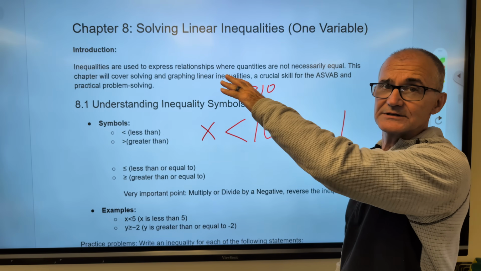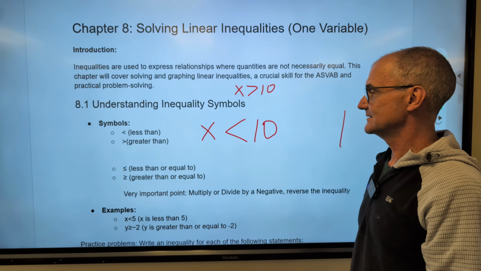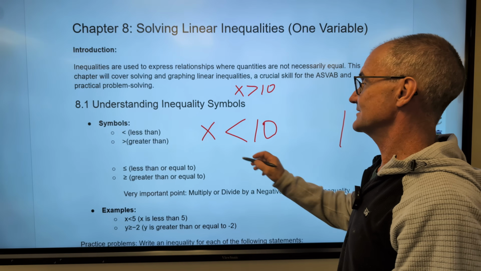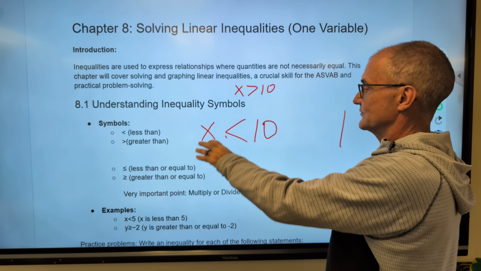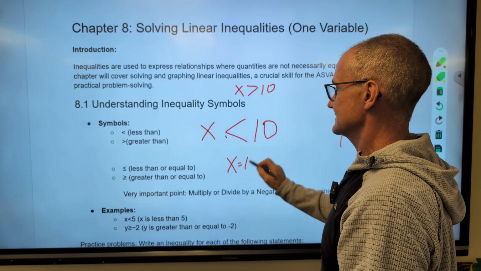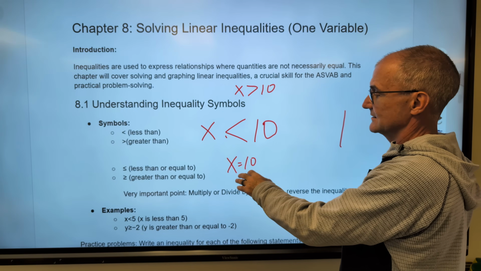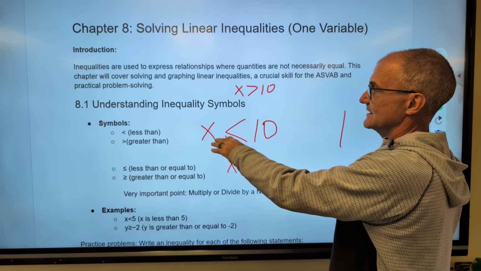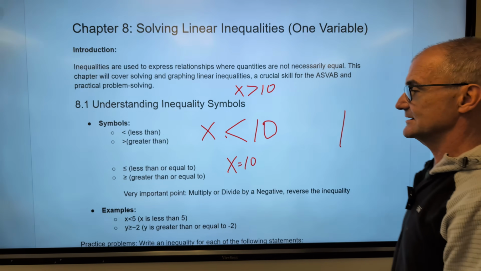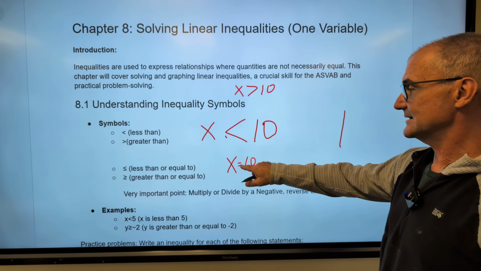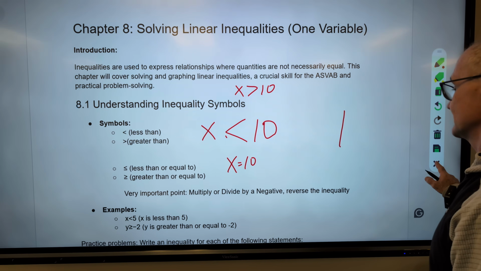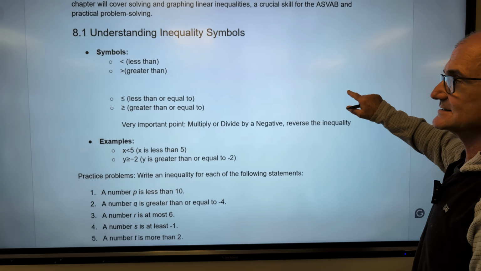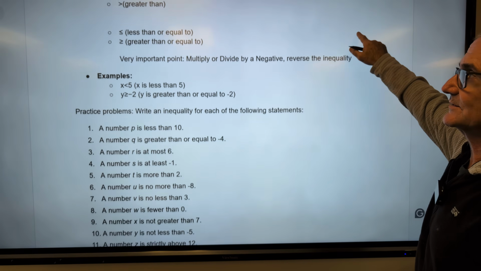12, 15, a million, anything greater than 10. And then we also have less than or equal to. So every number would be included if we had x equals 10, an equation, and everything less than 10 and everything more than 10. But I could combine the equals and the unequals together, and that's going to give me less than or equal to.